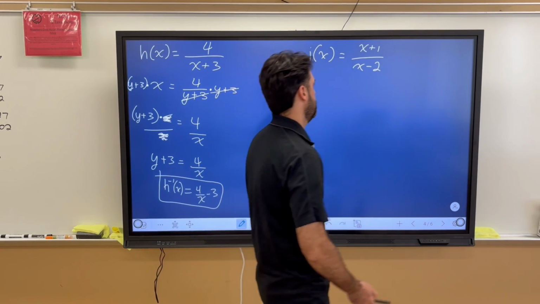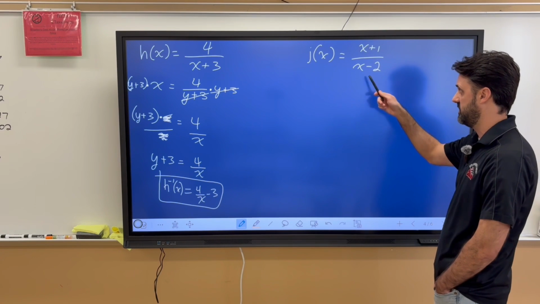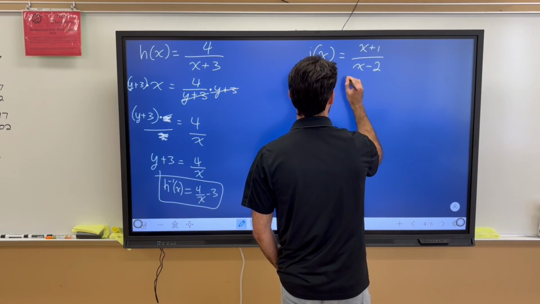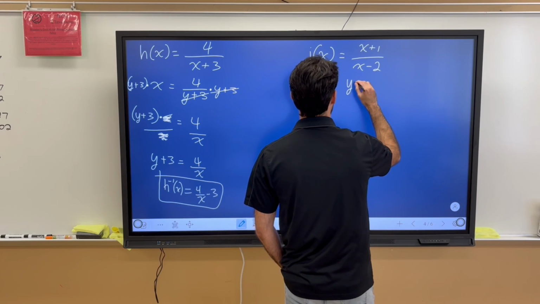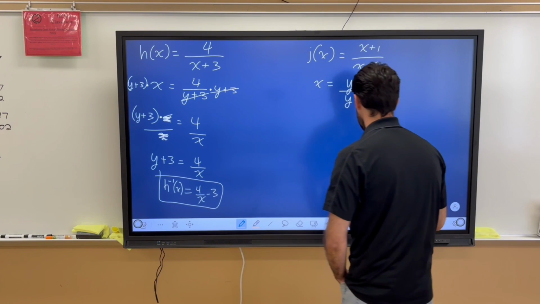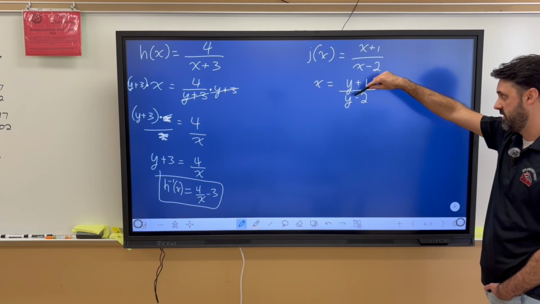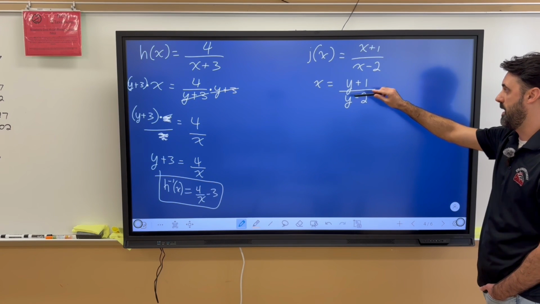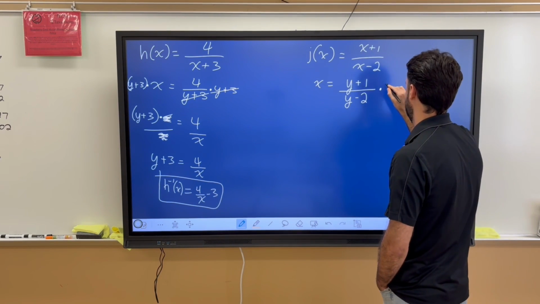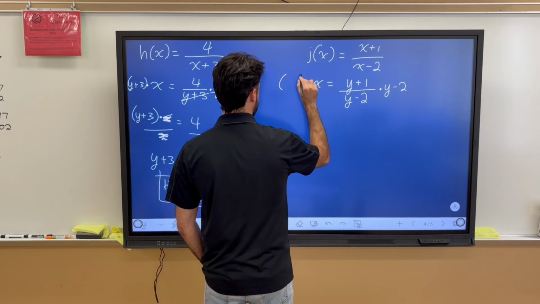And then the last one, this one's a little tricky. So we've got multiple x's, so we're going to have to replace each of the x's with the y. So we're going to start by replacing j of x with x, replace both of the x's with y. Now, we've got a y in the numerator and a y in the denominator. So we're going to start by moving this y minus 2 to the other side. All right, so we're going to multiply both sides by the denominator.